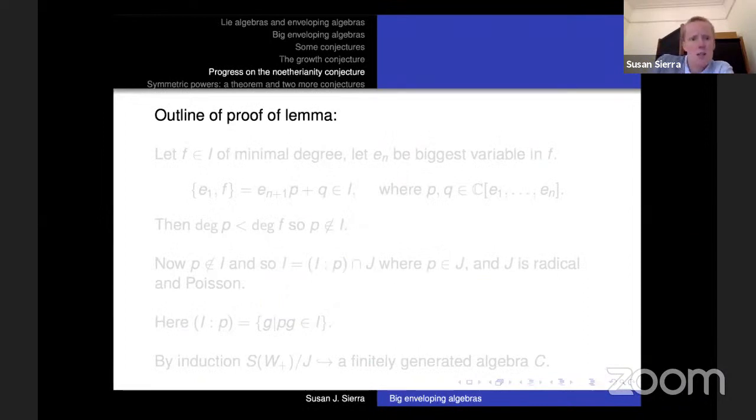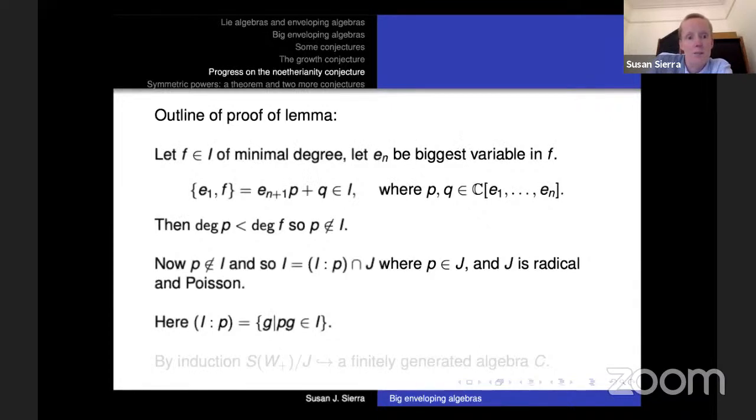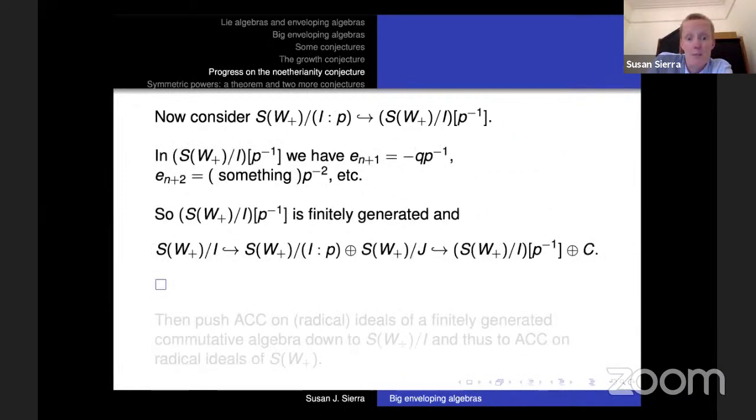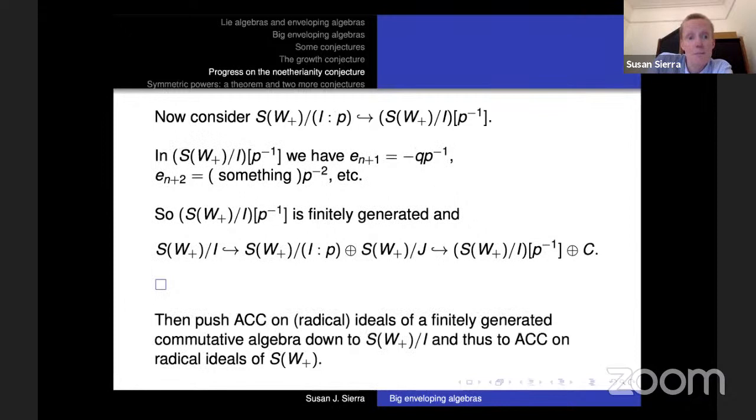I think I'm going to skip the proof of this lemma that embeds S of W mod I in a finitely generated commutative algebra. It'll be on the slides if people want to read it.